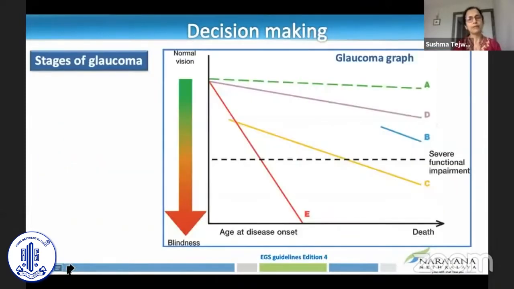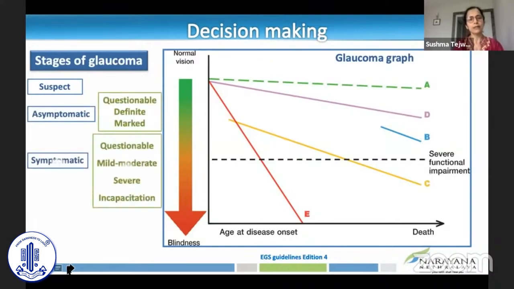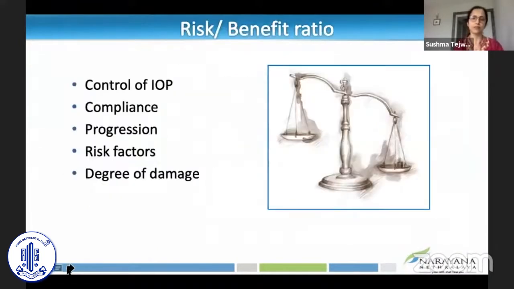Now, how do we decide for a surgery? I think this graph I will skip because Dr. Manish has nicely explained that. So what we need to understand is there are different stages of glaucoma, and what we are trying to avoid is severe functional impairment in the lifetime of a given patient. And based on that, we take the decisions for surgery.